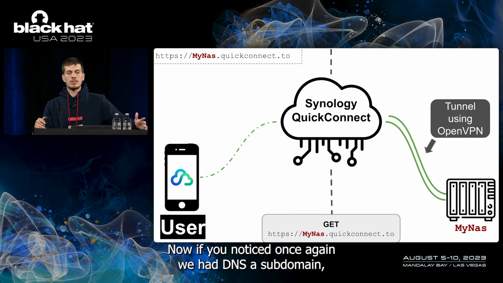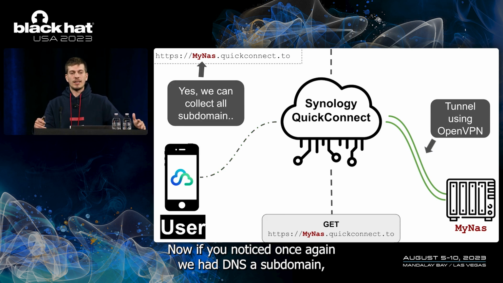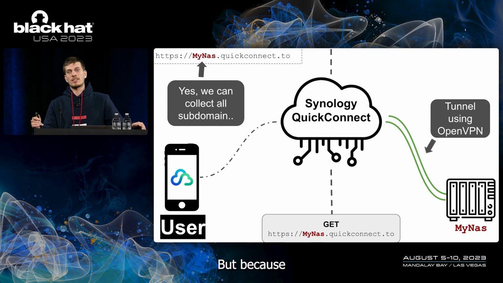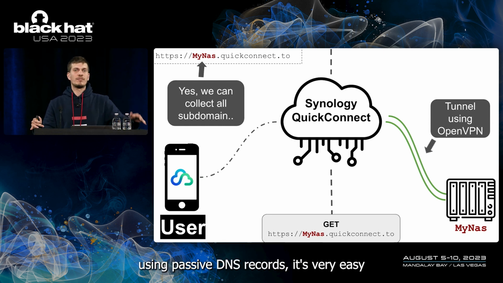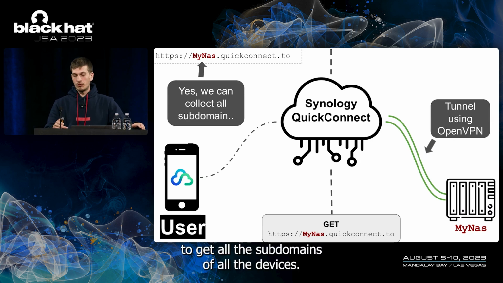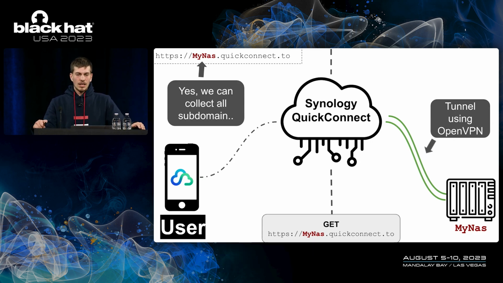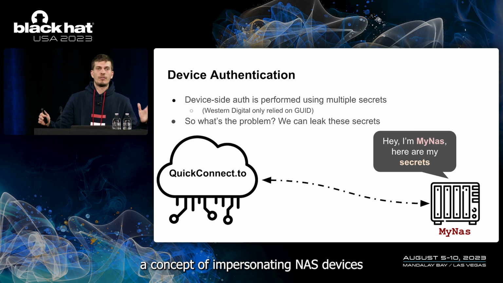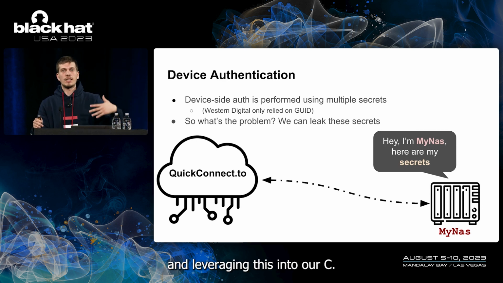Now, if you noticed, once again, we had a DNS subdomain. So we could query, again, all the aliases of all Synology devices across the globe, because using passive DNS records is very easy to get all the subdomains of all the devices. So we wanted to understand the second part. We had a concept of impersonating NAS devices and leveraging this into RCE.